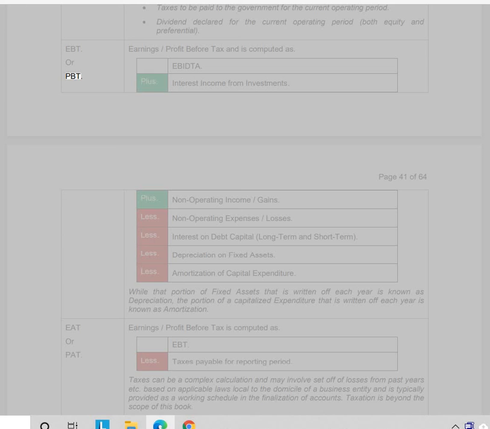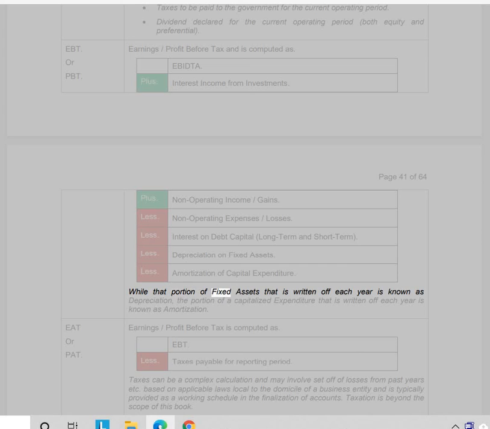EBT or PBT. Earnings/profit before tax is computed as EBITDA plus interest income from investments. Page 41 of 64. Plus non-operating income/gains, less non-operating expenses/losses, less interest on debt capital, long-term and short-term, less depreciation on fixed assets, less amortization of capital expenditure.